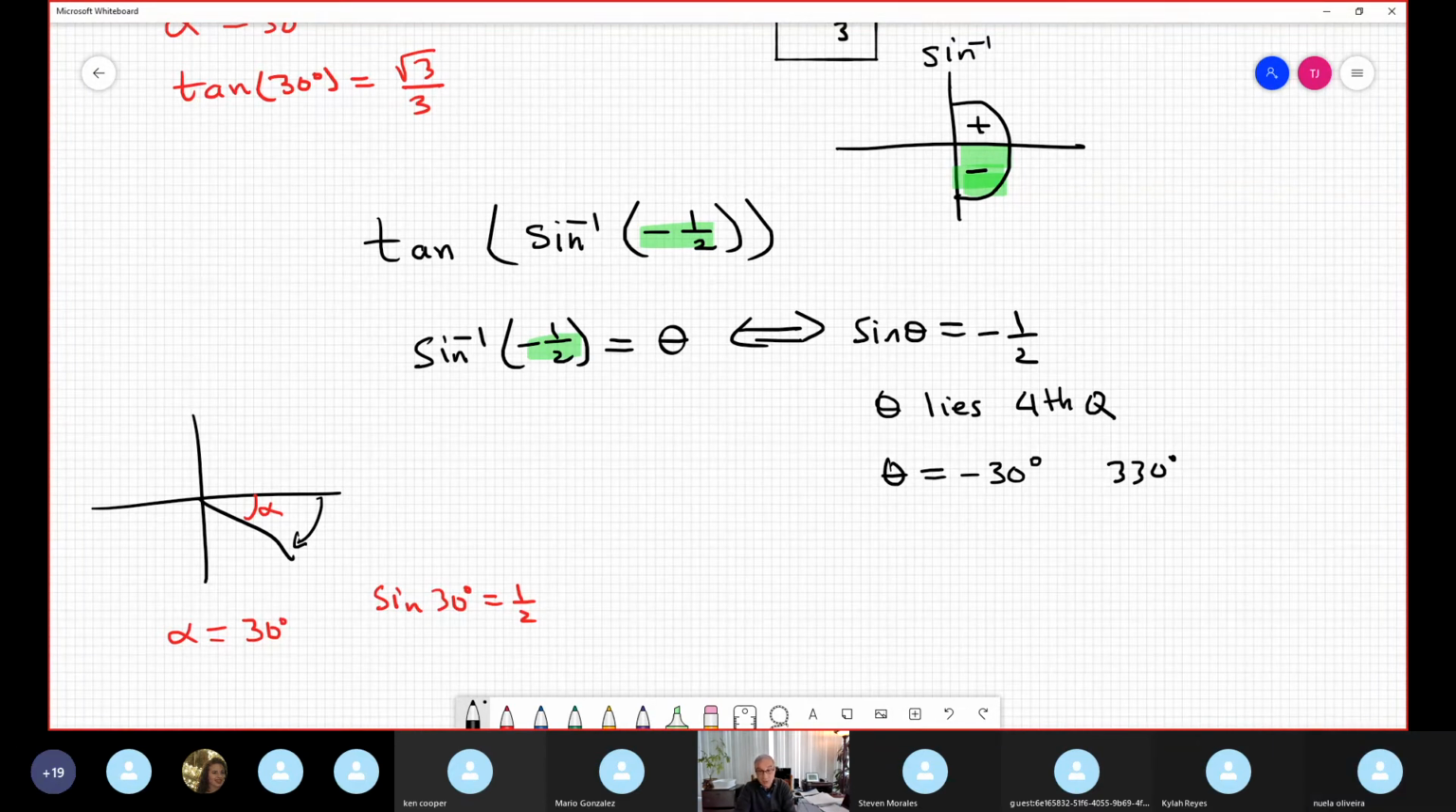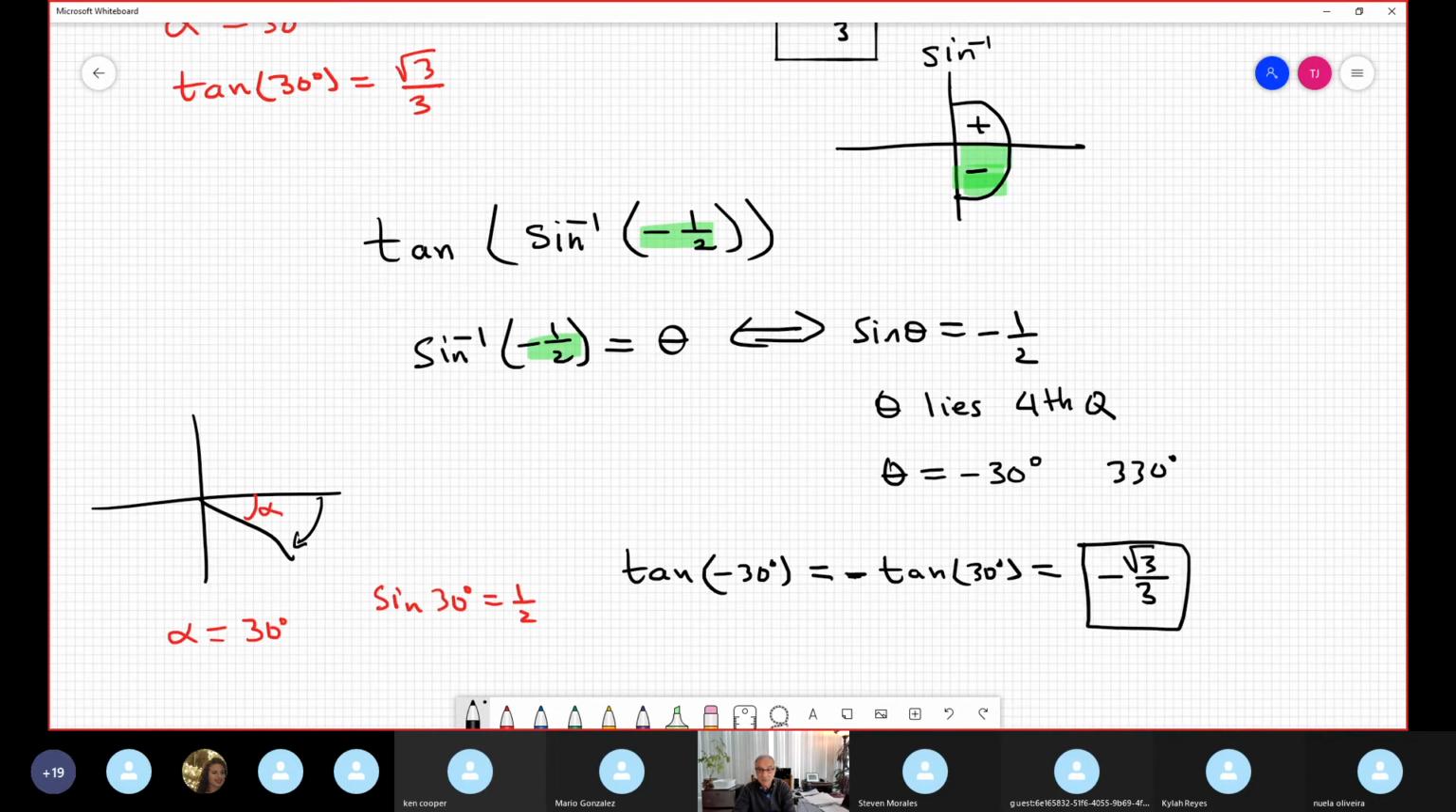Okay. Now I finish and I compute tangent. Tangent of what? Tangent of negative 30, no? Oh, easy. You don't need to memorize anything because the negative sign I put outside, because I know very well that tangent is an odd function. And tangent 30 degrees is radical 3 over 3, negative. Boom, I finish.